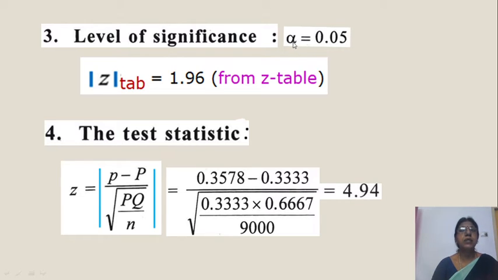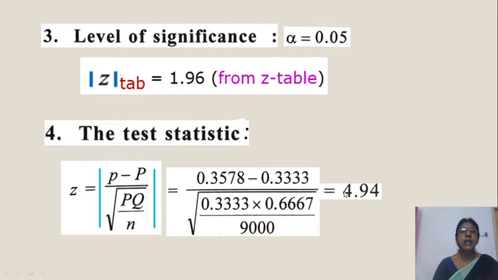5% means 0.05. Now for this value, from the Z tables, the Z tabulated value is 1.96. Then use the formula, the fourth step, the test statistic: Z is equal to small p minus capital P by root of PQ by n. Substitute the small p, capital P, and Q values, and you get 4.94, which is the Z value, also called the Z calculated value.